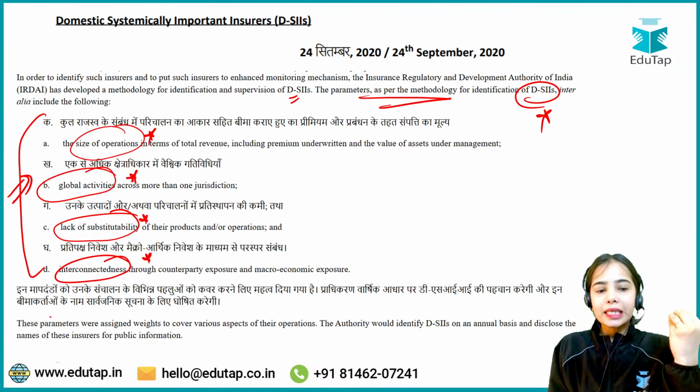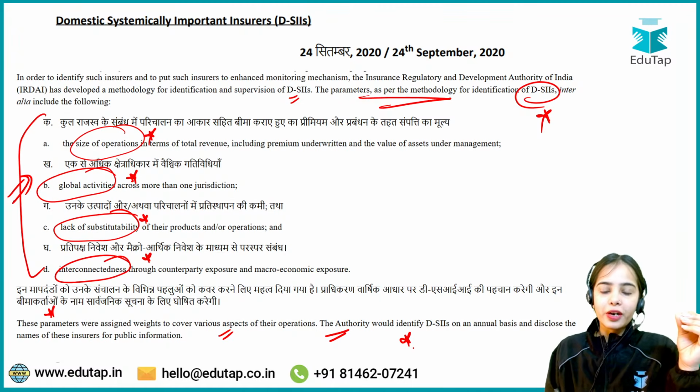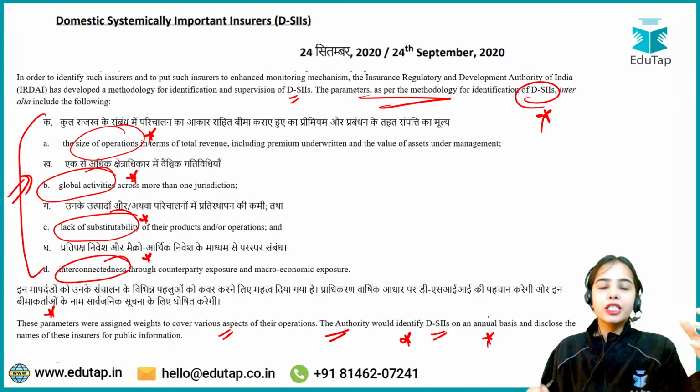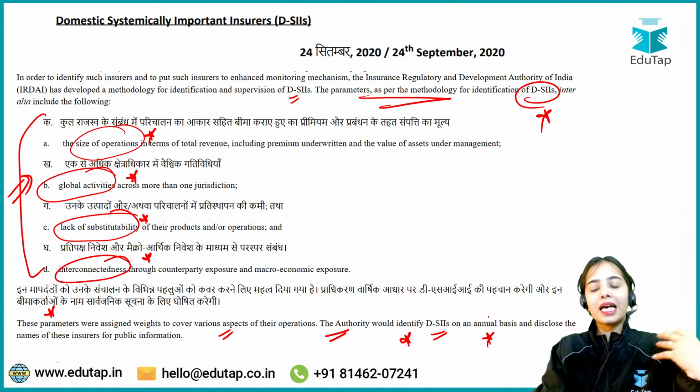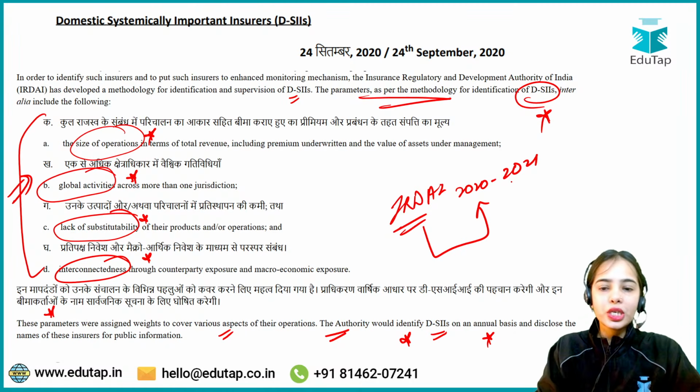It was also said that these parameters were assigned different weights to cover the various aspects of their operations. The authority, that is the IRDAI, would identify domestic systemically important insurers on an annual basis and disclose the names on an annual basis, and that the IRDAI has been doing since 2020-2021. So this is the idea. I hope this is very much clear.